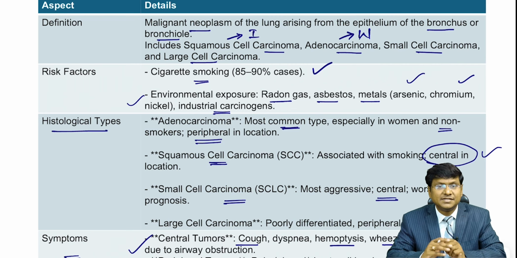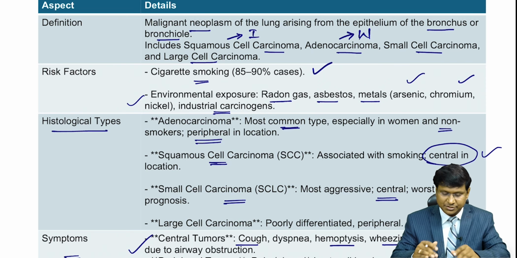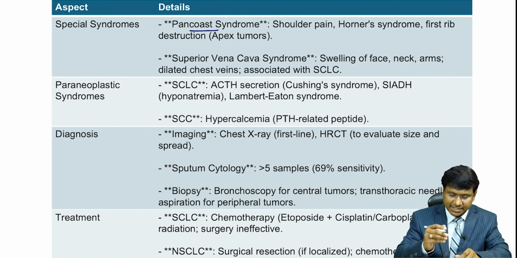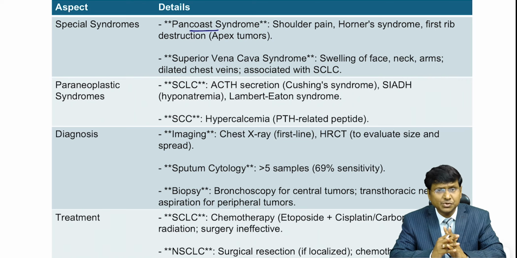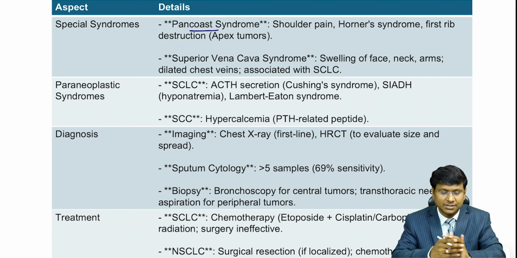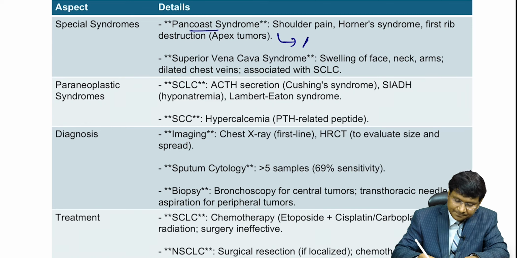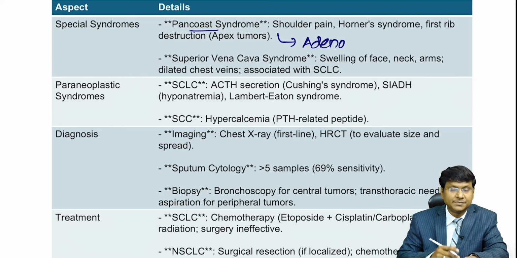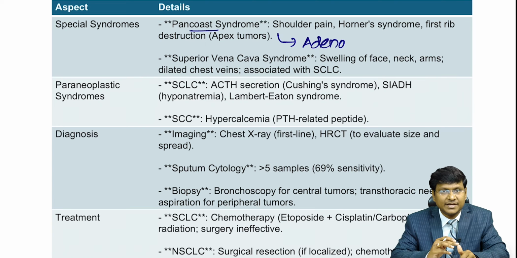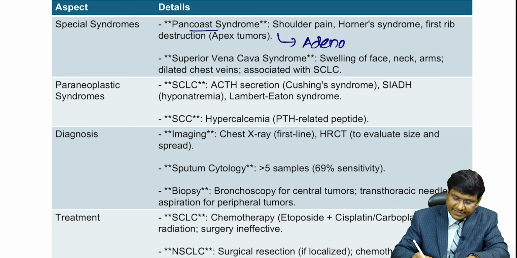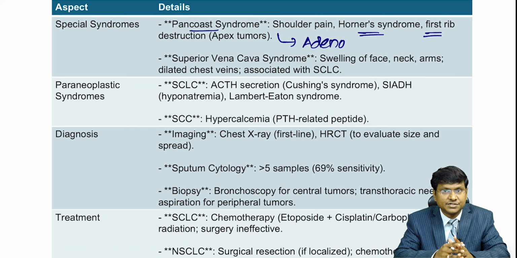Now, if you take some special syndromes with the bronchogenic carcinoma, one of them is the Pancoast syndrome. It is commonly observed in patients with adenocarcinoma. In adenocarcinoma, the tumor which is growing at the apex can cause compression of the cervical sympathetic chain, and that will result in the development of Horner syndrome. Then there can be erosion of the first rib, and there will also be shoulder pain. So these are the features that you observe in the Pancoast syndrome.